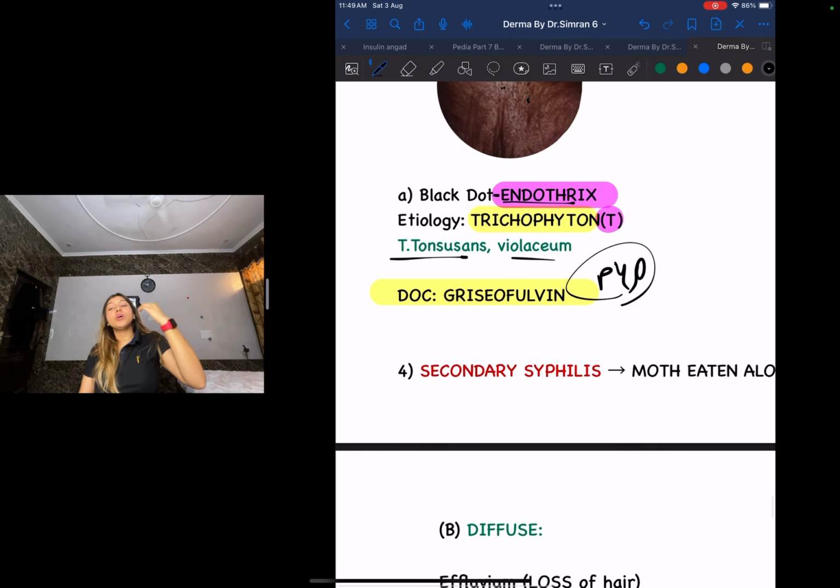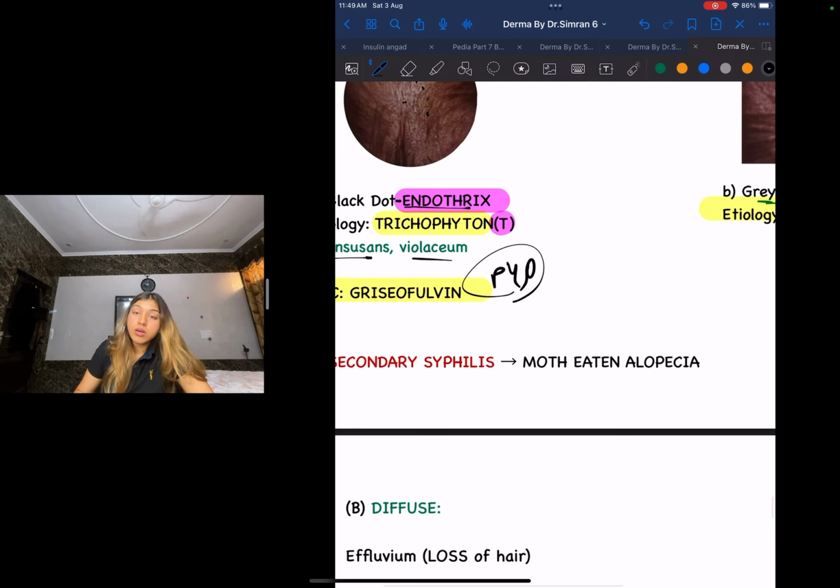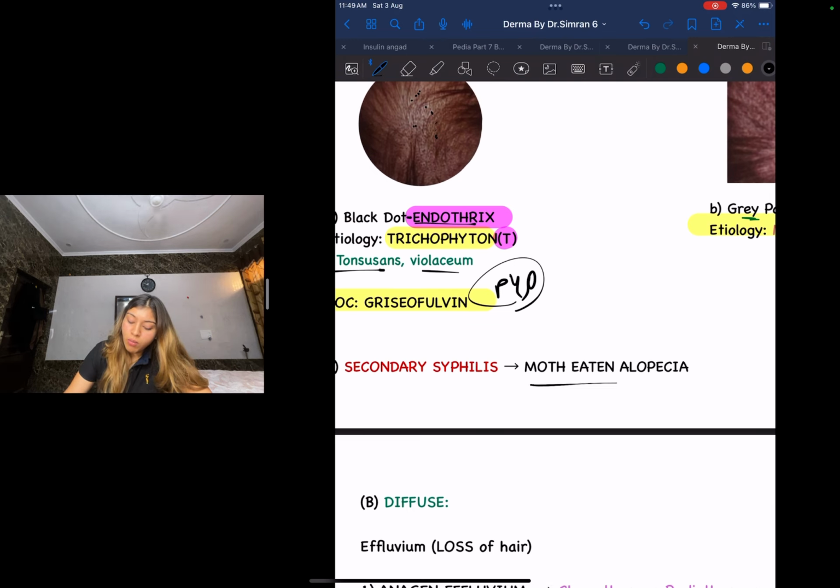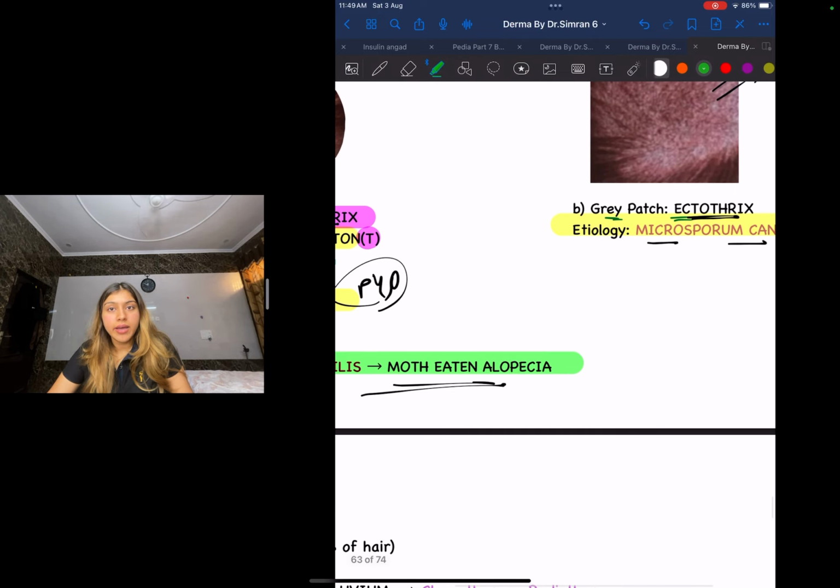Next, guys, we are going to talk about secondary syphilis. In secondary syphilis, you just need to remember what kind of hair loss you will see. You will see moth-eaten alopecia. Okay, so this is all for now. This is going to be your patchy type of hair loss. I hope you guys understood this. See you in the next part. Thank you.